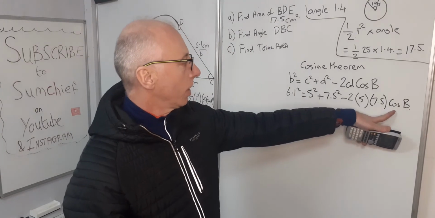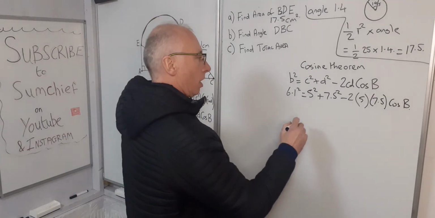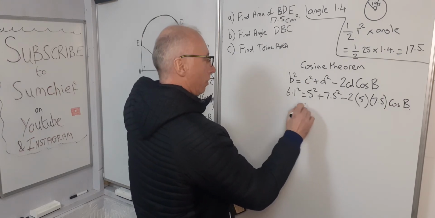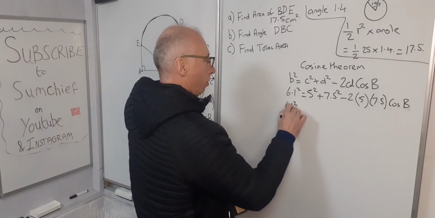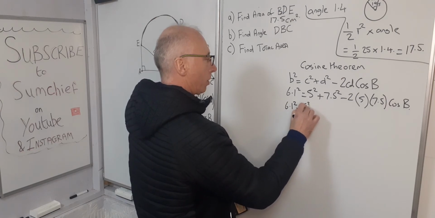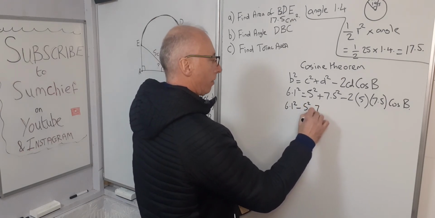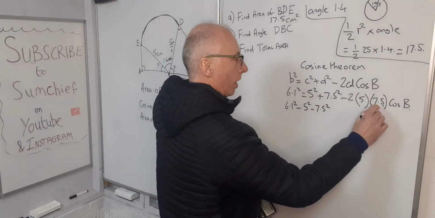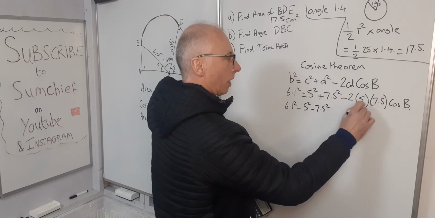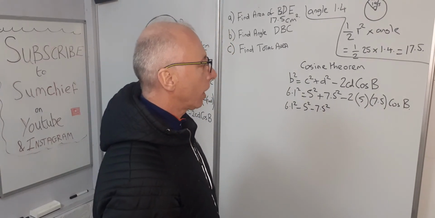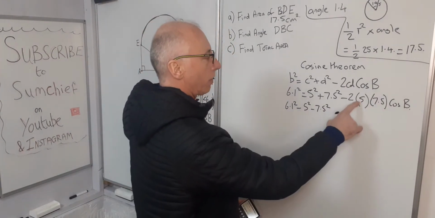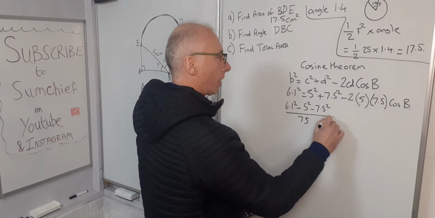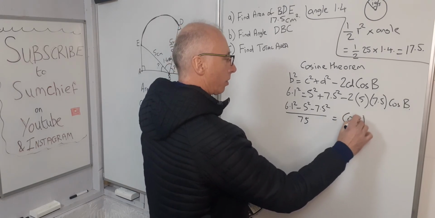So let's see if we can isolate cosine B. So we'll have 6.1 squared minus 5 squared minus 7.5 squared. Then we divide by 2 times 5 times 7.5. 2 fives are 10, times 7.5 is 75. So divide that by 75, and that equals cosine B.